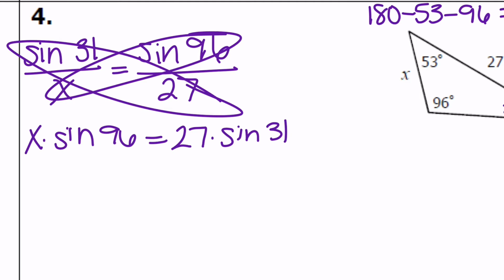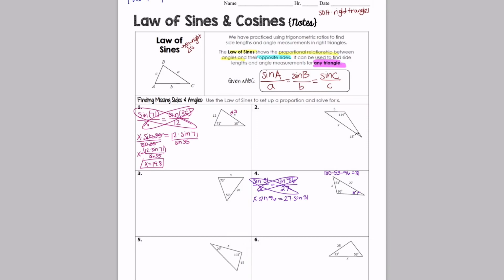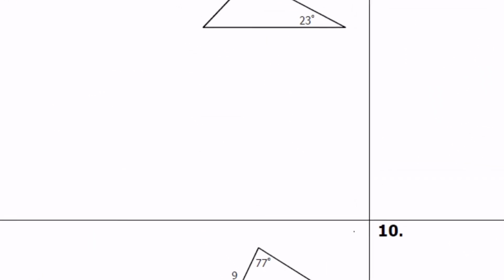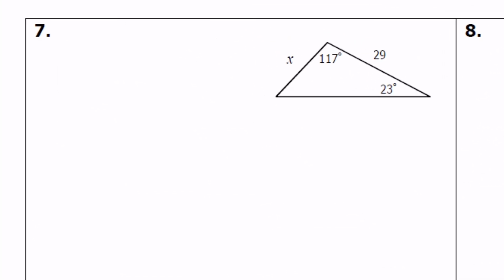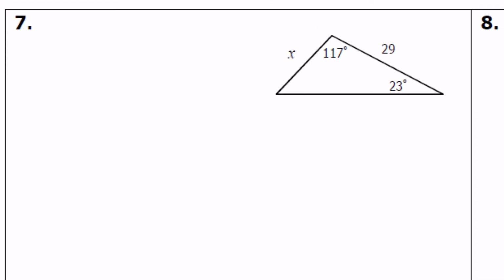So let's go and flip it over to the back of the first page. I just want to look at number 7 real quick as well. When I look at what side I'm given, that's x here, or what side I'm trying to find, side x, I'm given its opposite angle. So I don't need to find that. However, my side that I'm given, 29, I don't have its opposite angle. So I have to do the same thing I did on number 4 and find that angle.